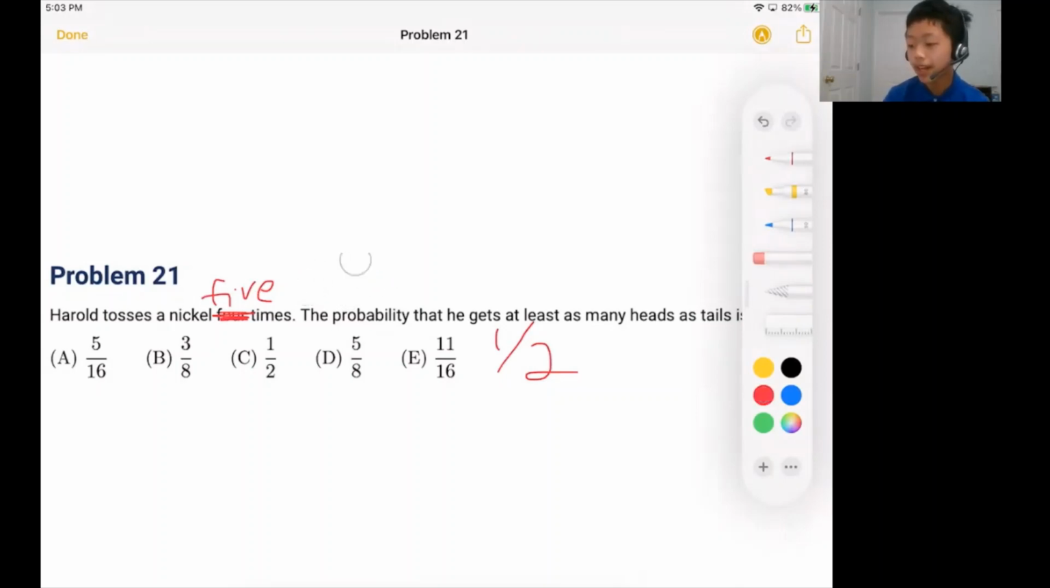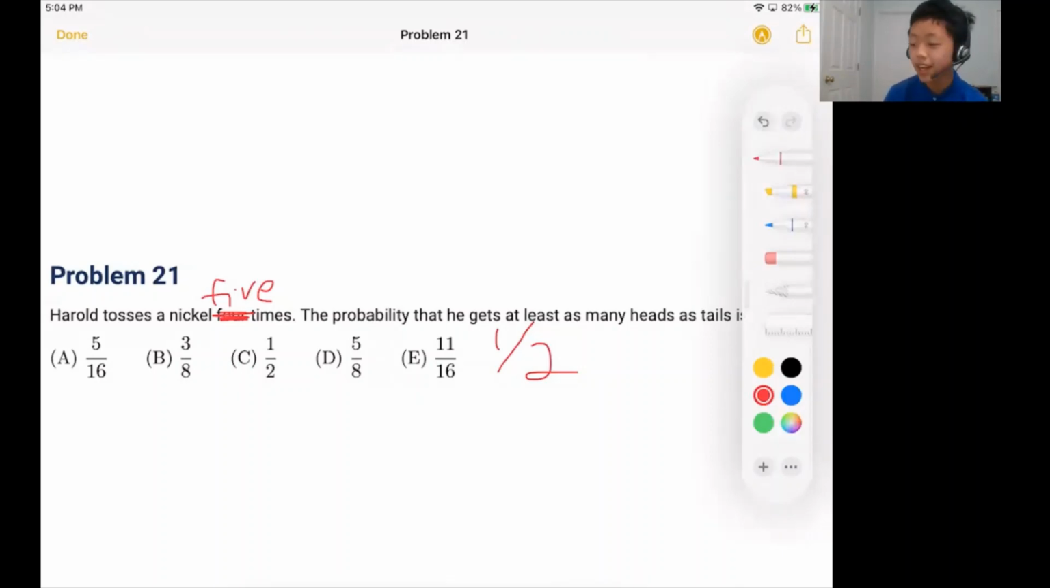The reason is that there's nothing special about heads and tails. They're just words, not that significant. I could have easily asked the same question: what is the probability that he gets at least as many tails as heads? That would essentially be asking the same question. So we know those 2 probabilities have to be the same, which means the probability has to be a half. Hopefully that made sense. If it didn't, that's fine, this is not that important.